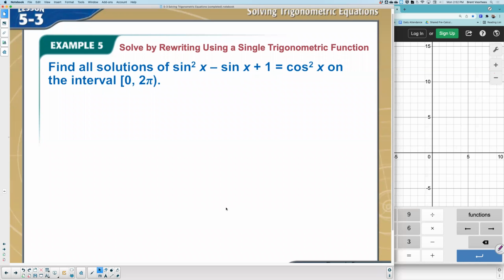All right, example 5, find all solutions of sine squared x minus sine x plus 1 equals cosine squared. All right, what's tricky here? Hey, stick with me, please. If you were trying to solve this one, you cannot factor right now because I cannot set it equal to 0. So what you have to be prepared to do is other trig identities. In this case, on example 5, what I would have is a Pythagorean.